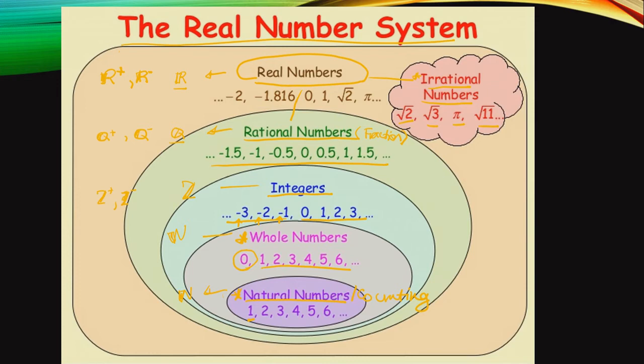For irrational numbers, there are many symbols suggested online and by the different authors. But today we're going to use the symbol Q prime. So Q with an apostrophe on top, like that. It means that whatever is not in the rational numbers is the irrational numbers.